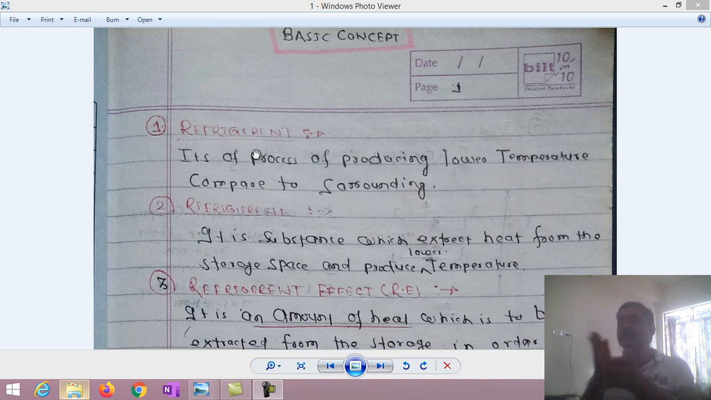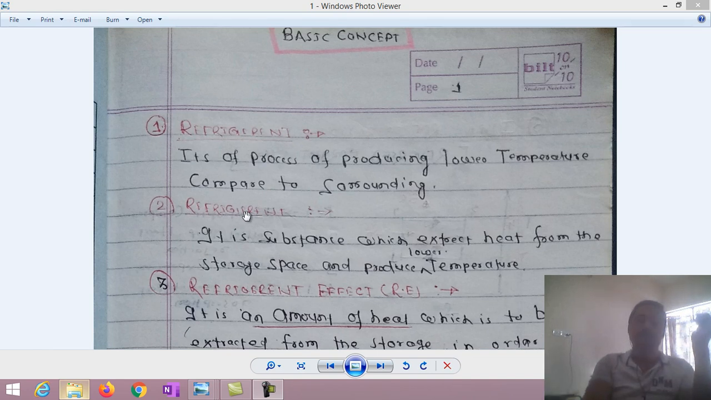So what is refrigeration? Refrigeration is the process of producing lower temperature with respect to surrounding. In a domestic refrigerator, our purpose is to maintain lower temperature inside the refrigerator with respect to surrounding. This is called refrigeration.